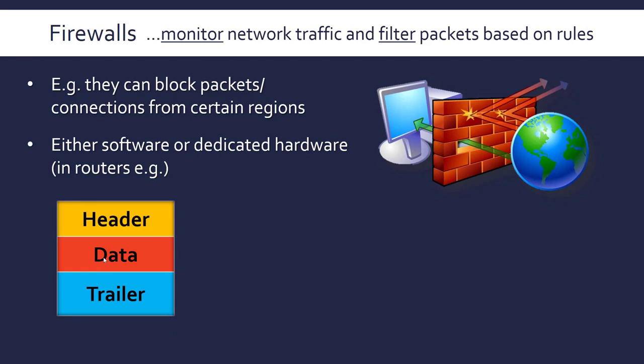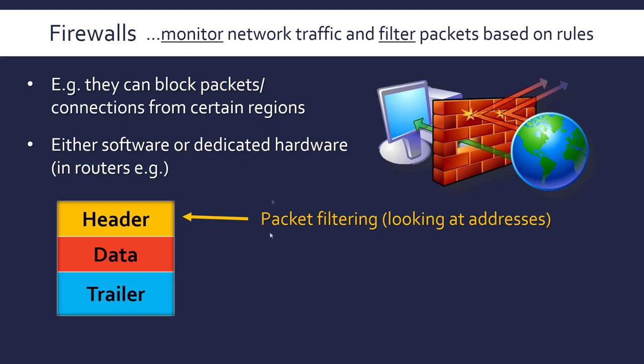We've got our actual data, which comprises a small part of the total overall data. We've then got a header and a trailer. The header is the most important of the two. The header contains information about the IP addresses and the MAC addresses, and so there are two ways firewalls work, or two generations of firewall, I should say.